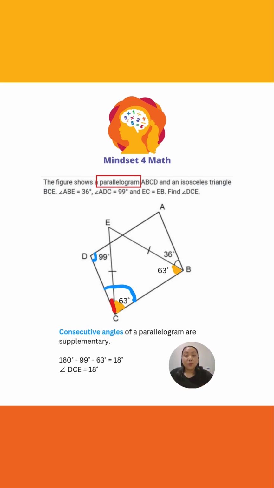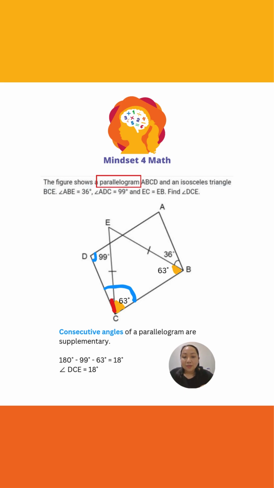In this word problem, we need to find angle DCE. We can use the consecutive angles that I marked blue in this diagram. We know that consecutive angles of a parallelogram are supplementary or are equal to 180 degrees.